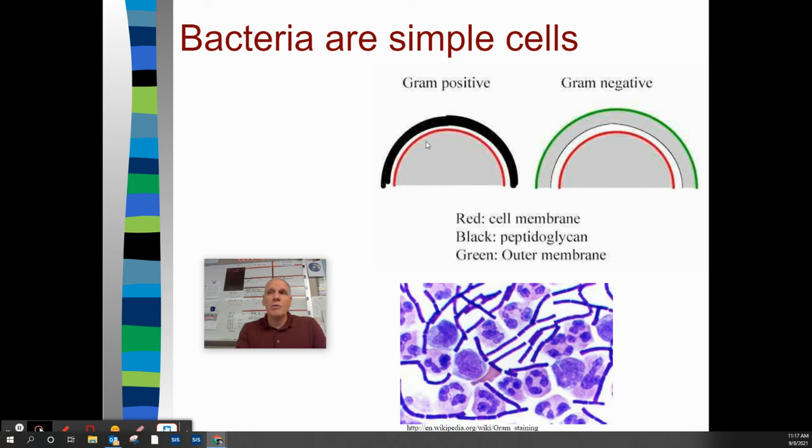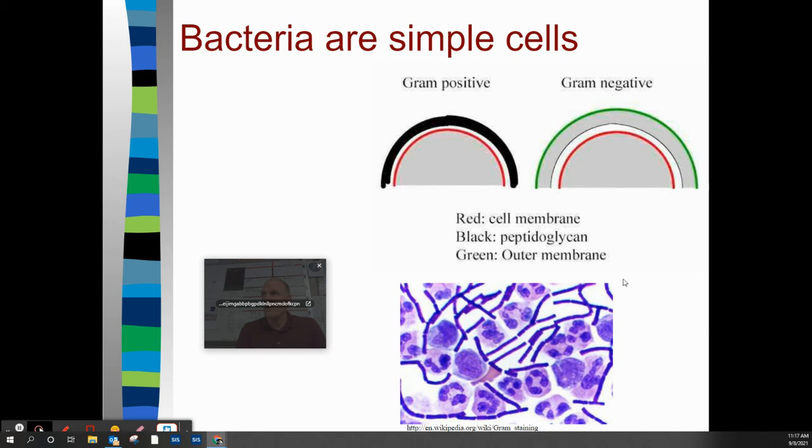Gram-positive bacteria, which are the ones that are really susceptible to antibiotics, we can get rid of them with antibiotics, have a cell membrane surrounded by a peptidoglycan layer. And these antibiotics work by basically preventing the peptidoglycan layer from forming, so the bacterial cells really can't divide. However, gram-negative bacteria have a cell membrane, a peptidoglycan layer, and then another cell membrane on the outside. And that prevents a lot of antibiotics from affecting that peptidoglycan layer. So gram-negative bacteria are a little bit nastier. They're harder to get rid of, and oftentimes they're more pathogenic.